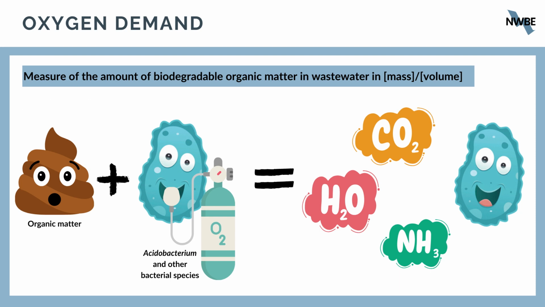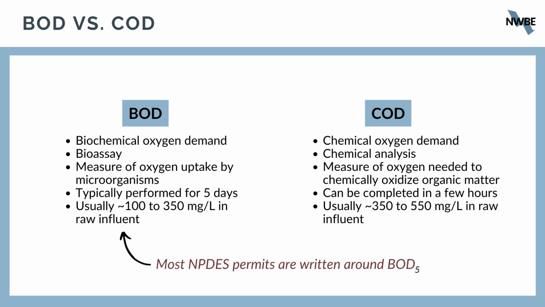So we want to avoid oxygen depletion in receiving waters. To do that, we want to know how much oxygen demand we are exerting on those receiving waters when we discharge wastewater. So we need to be able to measure the oxygen demand in waters, including effluent wastewater. The most common way we measure oxygen demand in the US is with BOD, but the most common way around the world is with COD. So I'm going to talk about both. Again, BOD is biochemical oxygen demand and COD is chemical oxygen demand.